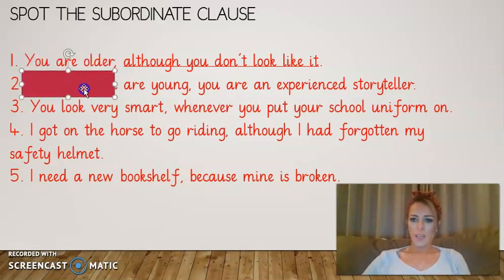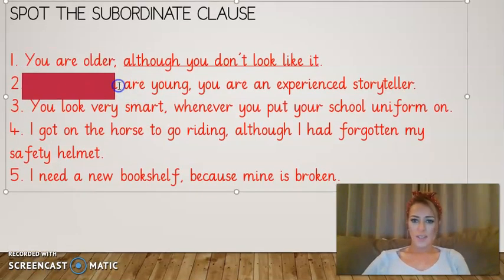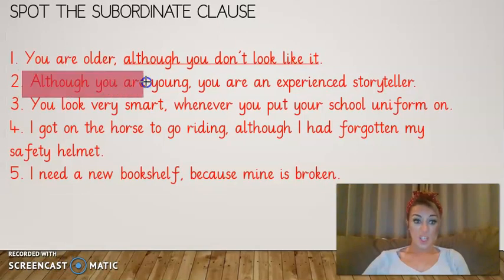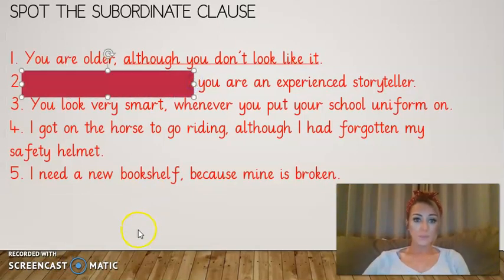Let's cover up the beginning of the sentence and ask ourselves that question. Does it make sense on its own? You are an experienced storyteller. That does make sense on its own, actually, doesn't it? So that can't be a subordinate clause. It must be a main clause.